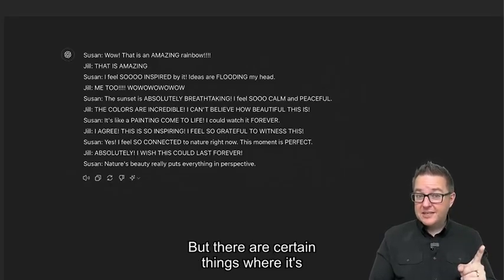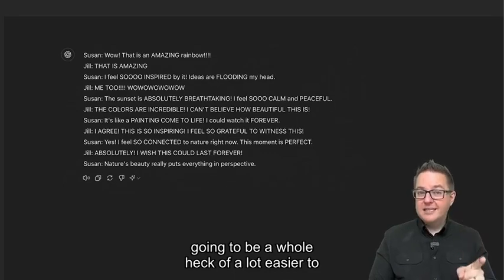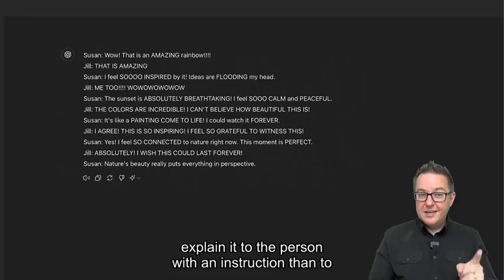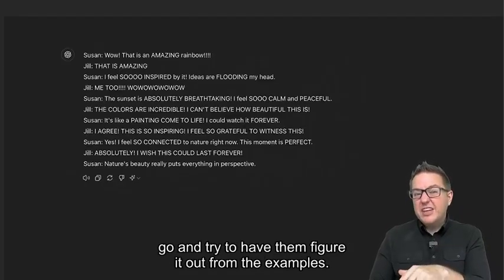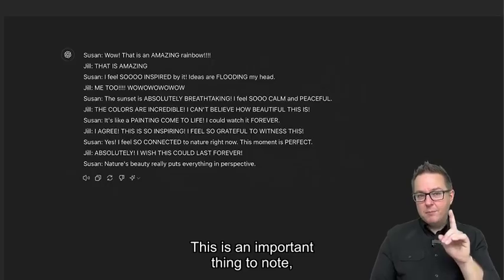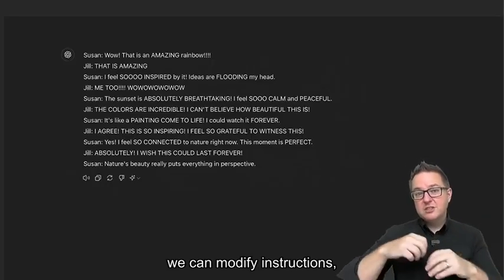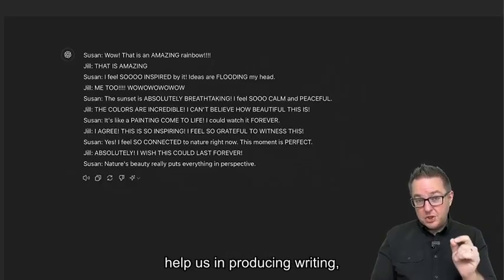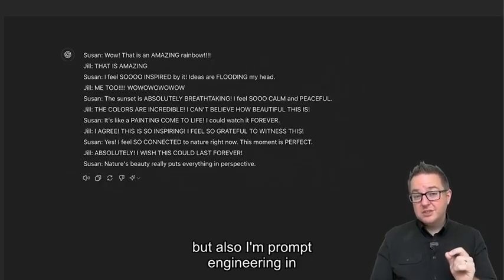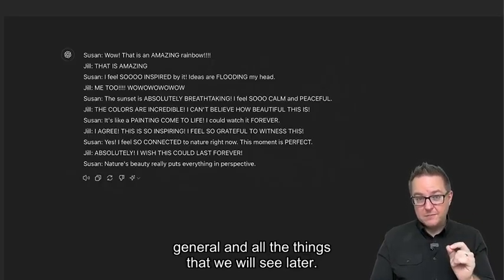But there are certain things where it's going to be a whole heck of a lot easier to explain it to the person with an instruction than to have them figure it out from the examples. So this is an important thing to note. We can modify instructions, we can modify examples. Both of those things are going to help us in producing writing, but also in prompt engineering in general and all the things that we will see later.